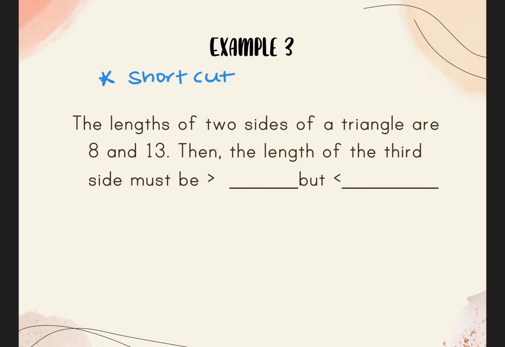If it says the sum of any two sides has to be bigger than the length of the third side, this means that the length of the third side has to be greater than the difference between the other two, but less than the sum. So in this case, it has to be greater than the difference, 13 minus 8 is 5, but less than the sum, 8 plus 13 is 21.